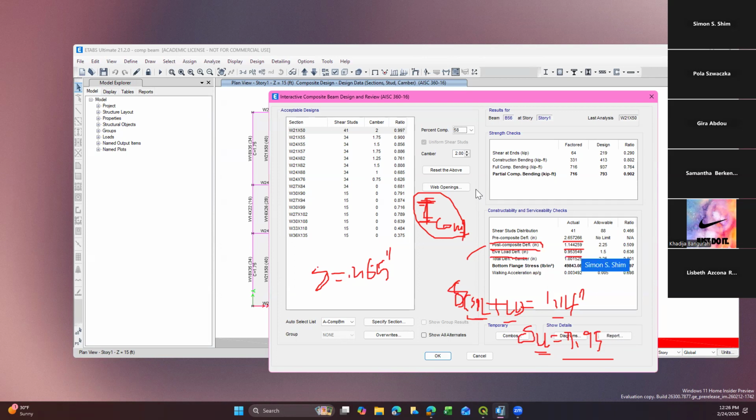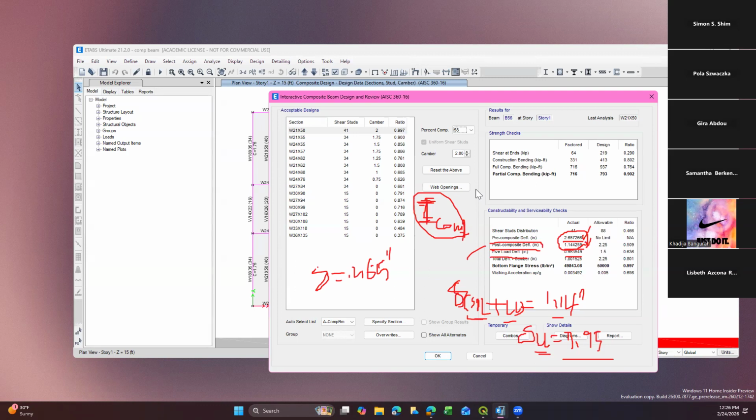Now here is showing the total deflection when you sum them up, pre-composite deflection plus post-composite deflection, right? When you add them up, 2.65, let me just punch the number.